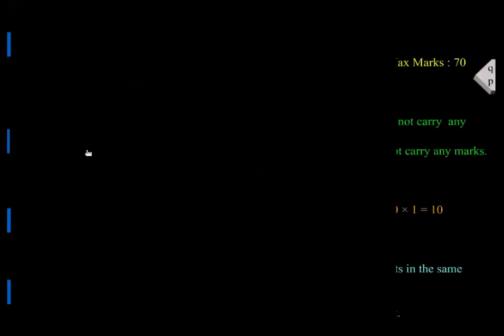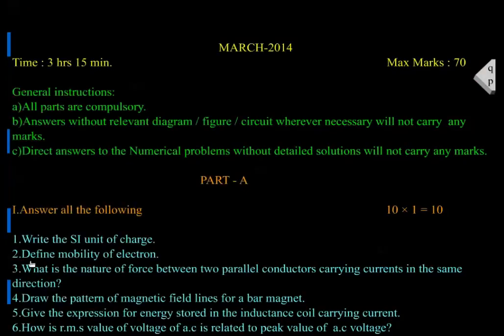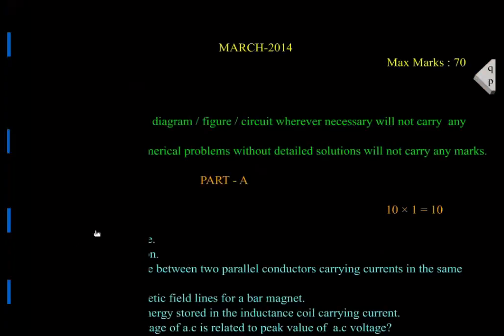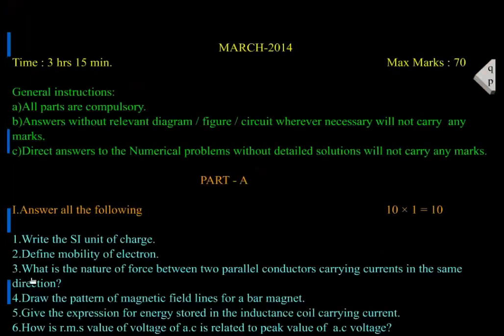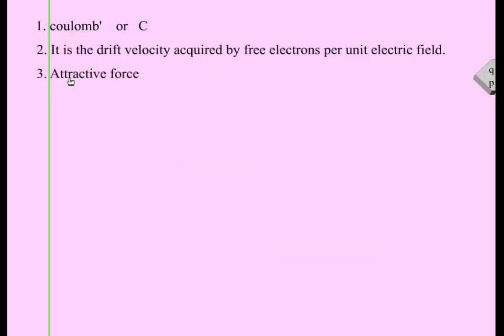And the second one, it is define mobility of electron. So here for the second one, the answer is it is the drift velocity acquired by free electrons per unit electric field. The third one, look here, what is the nature of force between two parallel conductors carrying currents in the same direction? Both the currents are in same direction, therefore the answer is attractive force.